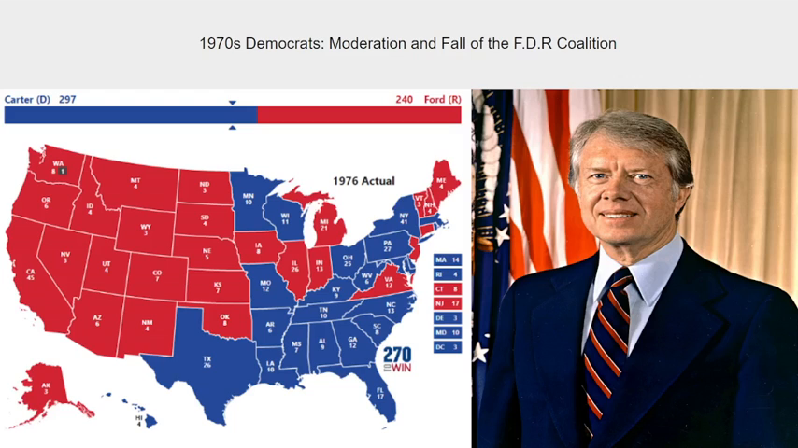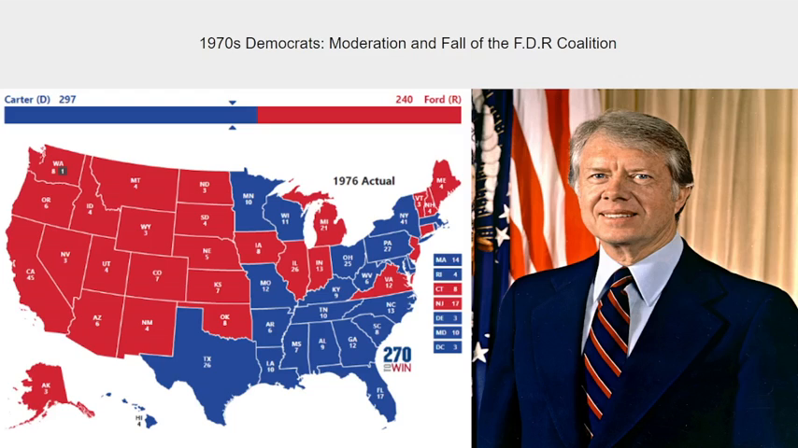Again, this coalition went from the 1930s to the 1970s. Some people argue from the 1930s to the 1990s, something like that. The Democratic Party really built a coalition that lasted half a century.